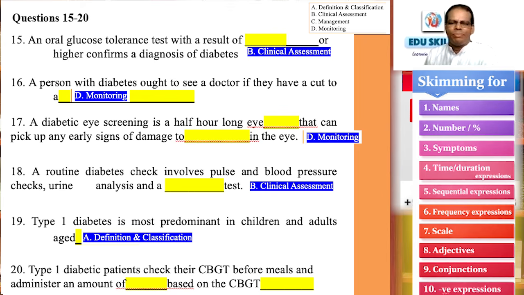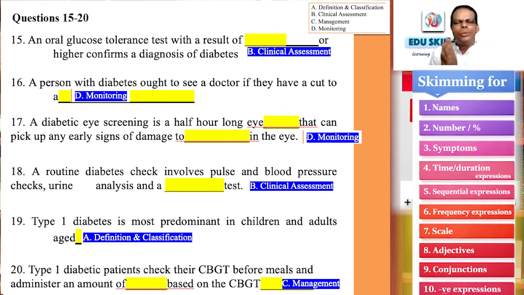Type 1 diabetic patients check their CBGT before dash and administer an amount of dash based on the CBGT. Usually before, where do you use it in the medical term? Before the meals, after the meals, before supper, after supper. And administer an amount of how many doses? 2 tablets, 1 tablet. And on the CBGT value.